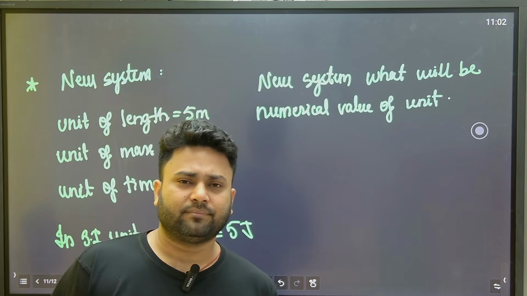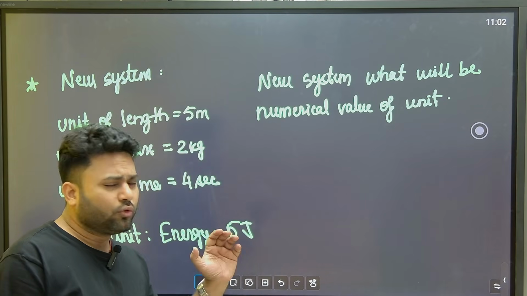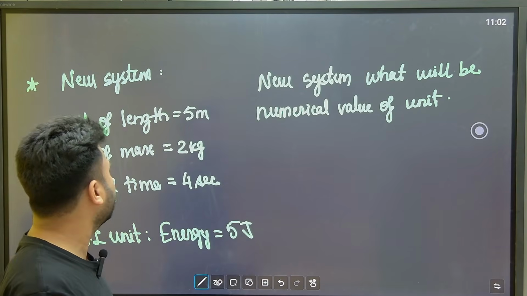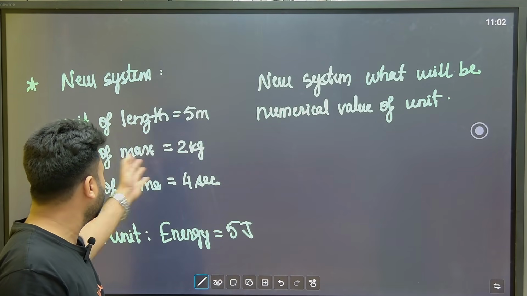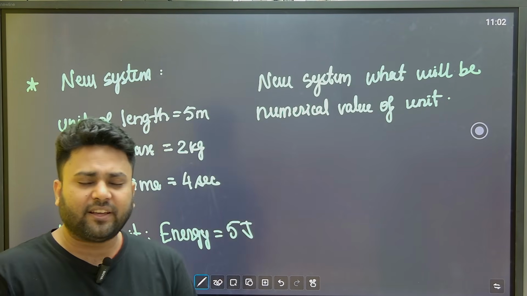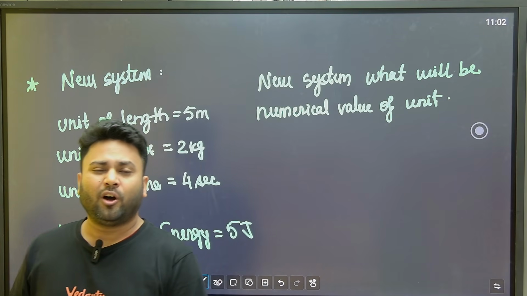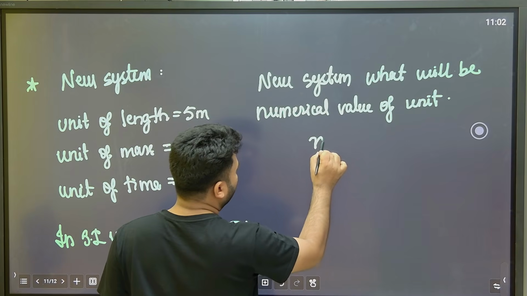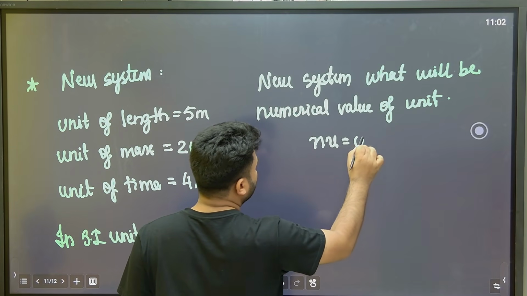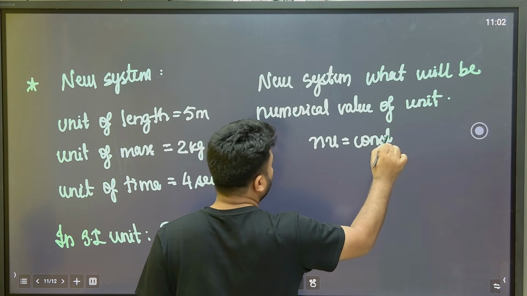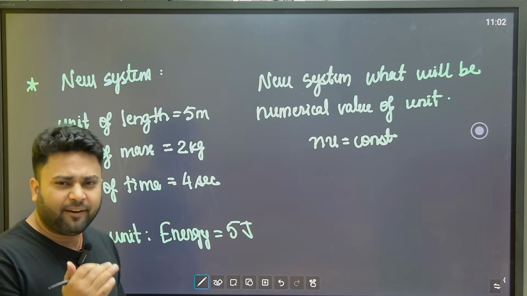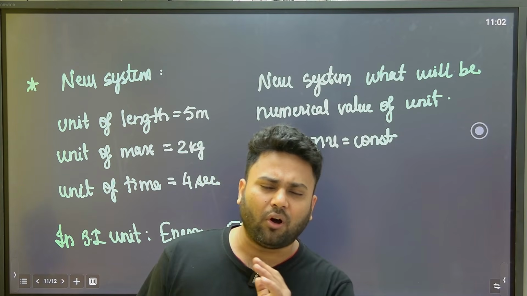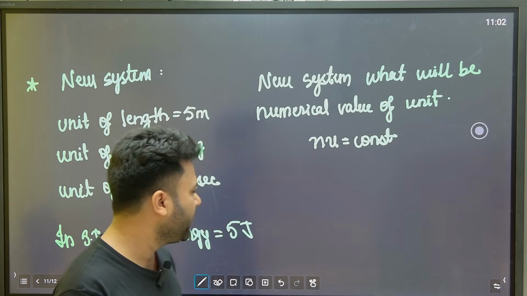Now see how to solve this kind of question. When they completely change the system, unit of length 5 meter, unit of mass 2 kg, unit of time 4 seconds, how to find? See, we know that one thing, that nu is constant. Correct? What we have to do, see the steps, easy steps. You follow the steps, you do all the questions, you will be able to solve.